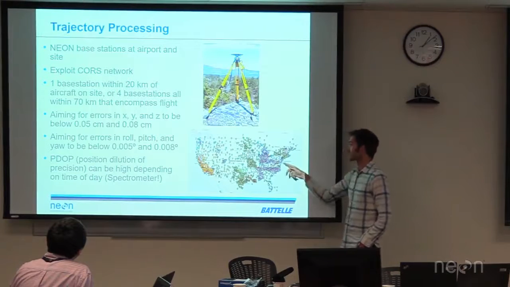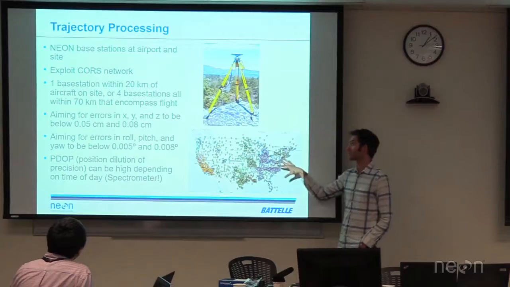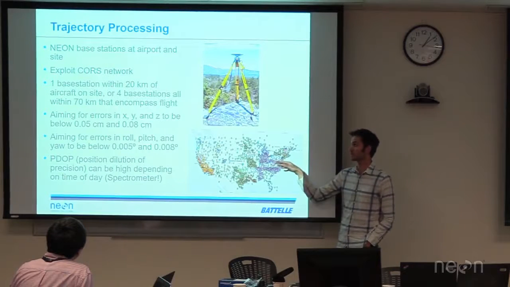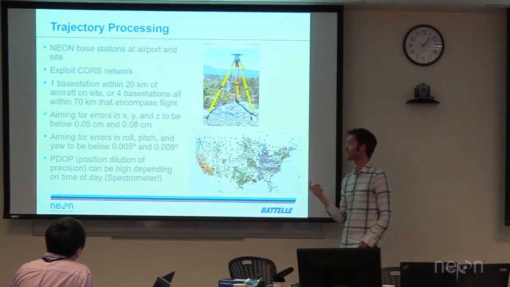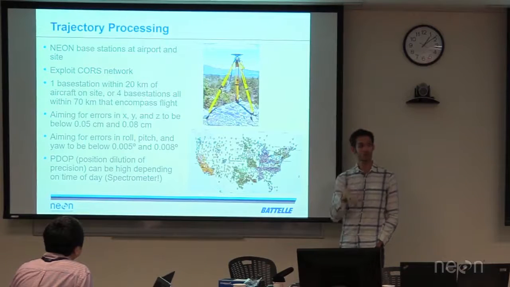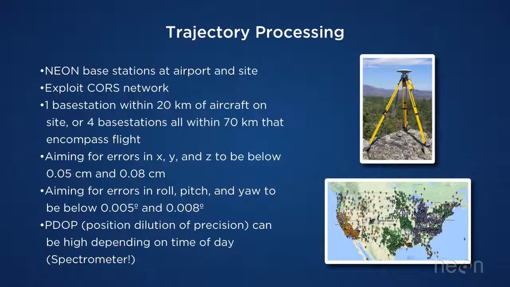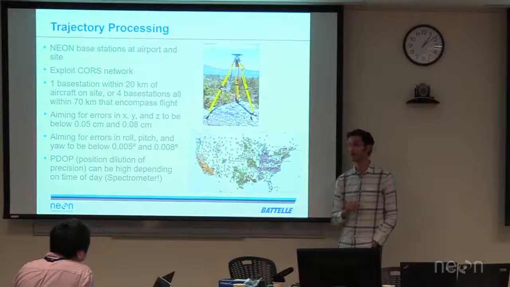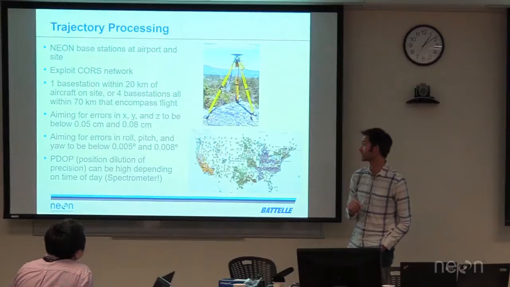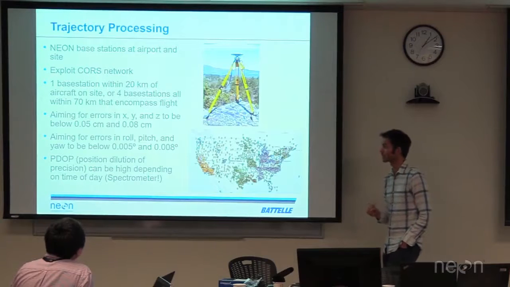If we go to the site and there's a CORS station and we see that the distribution of CORS stations doesn't give us less than a 20-kilometer baseline between that reference station and the aircraft, then we go ahead and set up our own GPS base station to correct the airborne trajectory. So for the most part, unless we're transiting from the airport to the site, we'll never have base stations that are more than 20 kilometers from the aircraft.